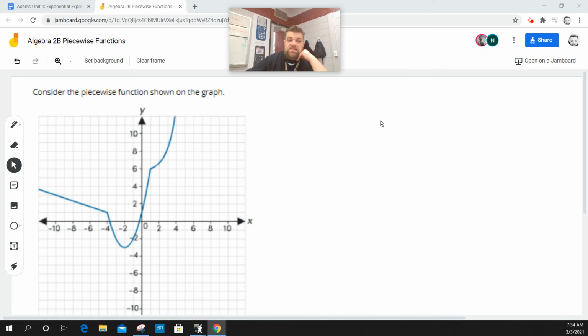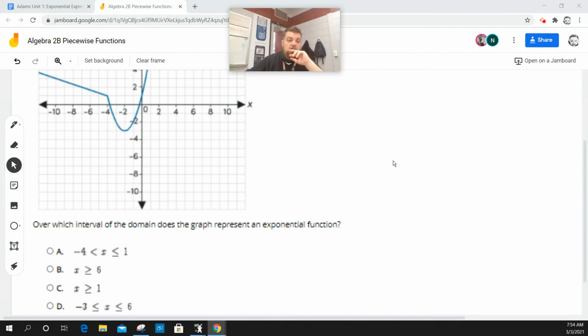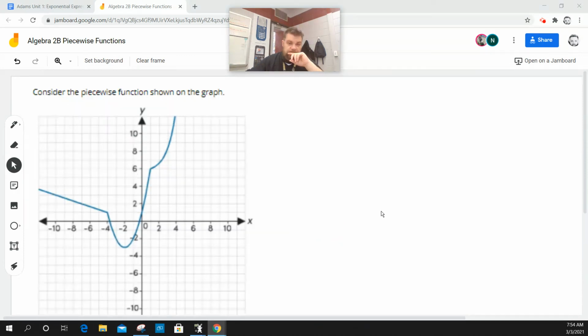Okay, so for this one it says consider the piecewise function, and then they have the graph. Over which interval does the graph appear to have an exponential function? So let's talk about that for a second.